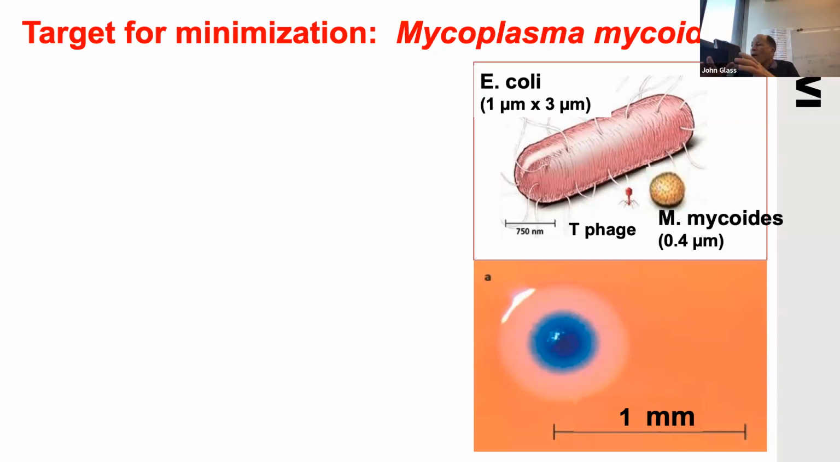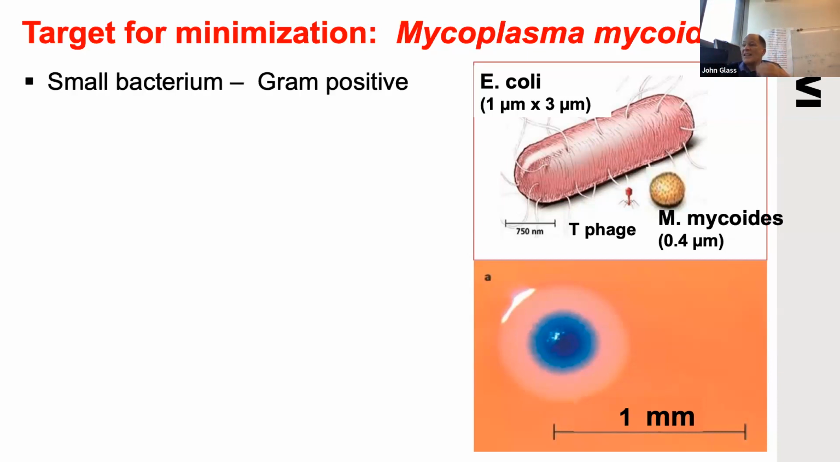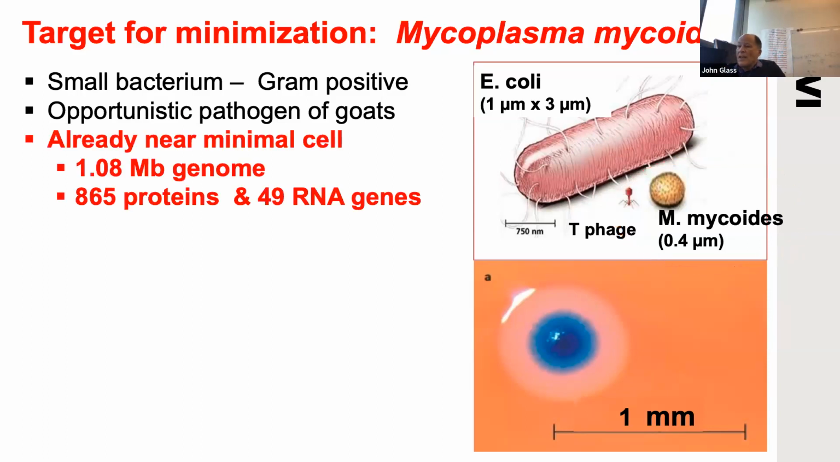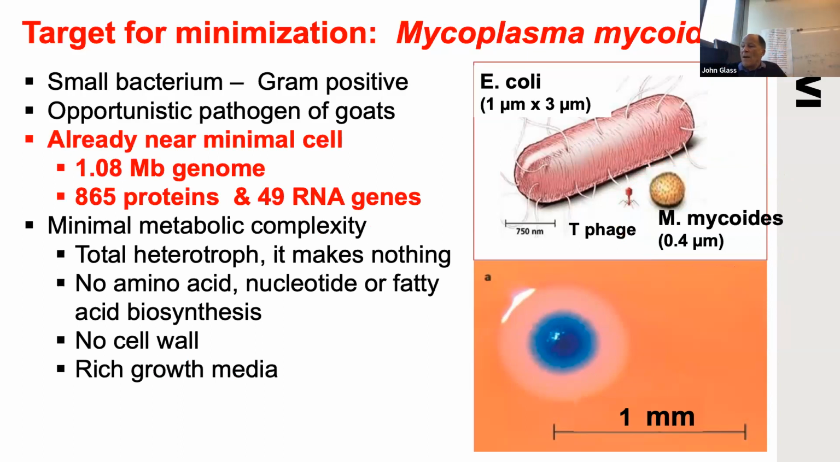They have been able to throw away most of the genes that are present in more conventional bacteria, like E. coli or Bacillus subtilis or Staphylococcus aureus or something. So Mycoplasma mycoides is a small bacterium. It's not the smallest bacterium in nature, but it's small. It is an opportunistic pathogen of goats. So you can see its size relative to E. coli or T. phage. It has a near minimal genome and minimal metabolic complexity.